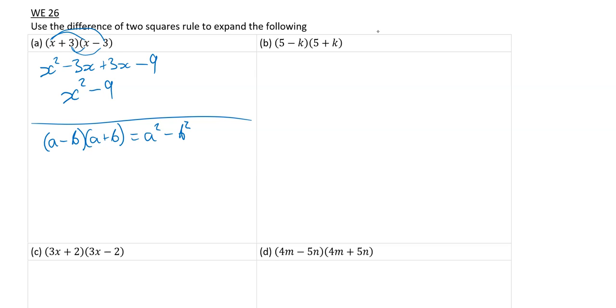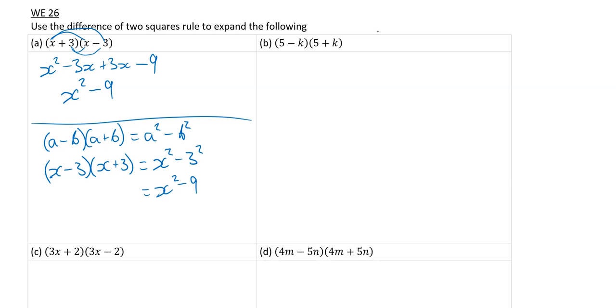Let's equate like terms here. I've got x minus 3, and I've got x plus 3 here. And what's that equal to? You can see x is a and 3 is b. So x squared minus 3 squared. And what's 3 squared? Minus 9. Now, going in this direction, again, not that hard. When we go in the other direction, starting off with something like this and going back to that, that's where it gets a bit harder. But we can deal with that when we get to it.